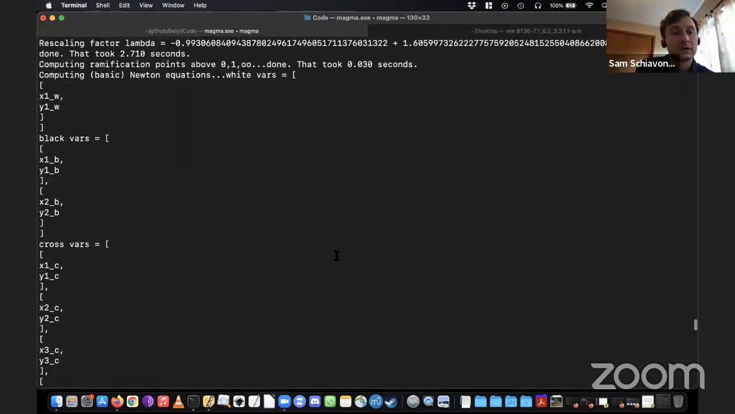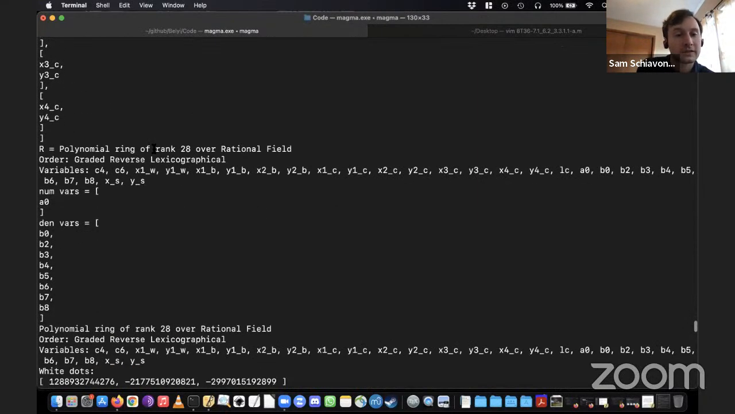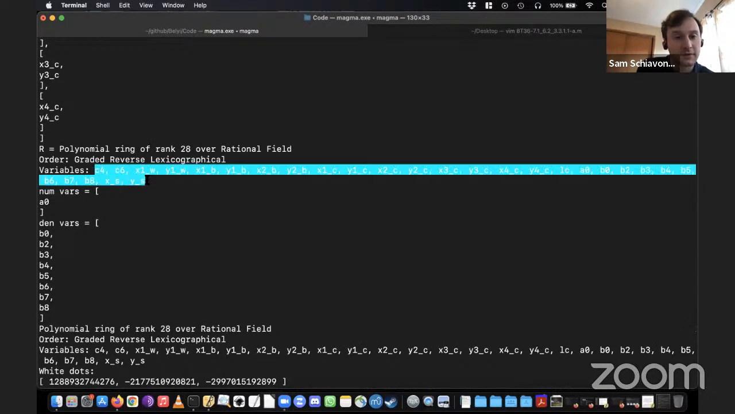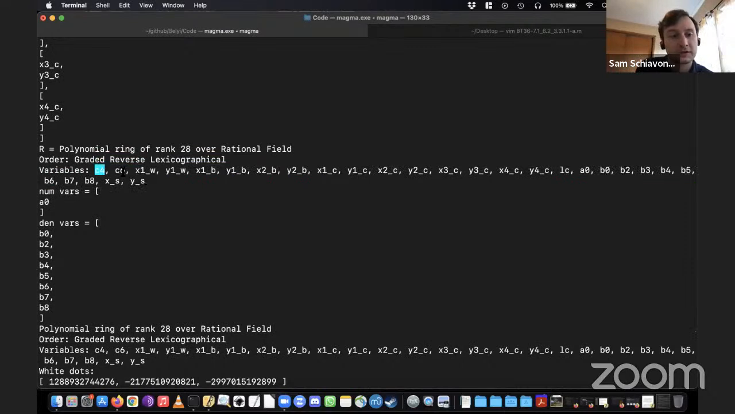All right, so here is where Newton comes into play. We're going to write down a system of equations in these variables. The C4 and C6 are the invariants of the elliptic curve. These x's and y's are coordinates of the points above 0, 1, and infinity: white, black, and C is for cross for the points above infinity. And then these last things, the A's and the B's, are coefficients of the Belyi map.